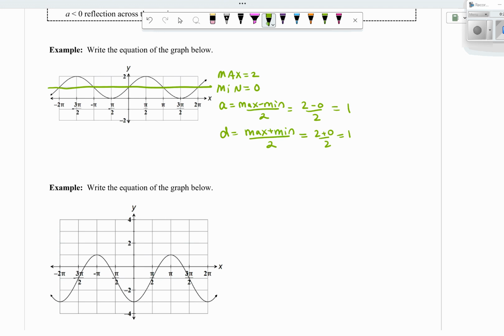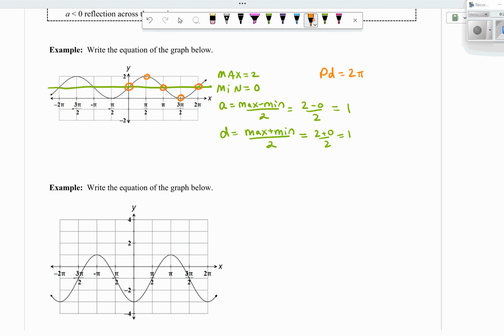And we haven't changed the period. So if you look at it, we always count the 5 key points. When it does change, you're going to want to know how to do this. So this would be 1 key point, 2, 3, 4, 5. So key points are the maximum, minimums, and where it crosses the midline. So notice that one wavelength would be from 0 to 2 pi. So the period hasn't changed.